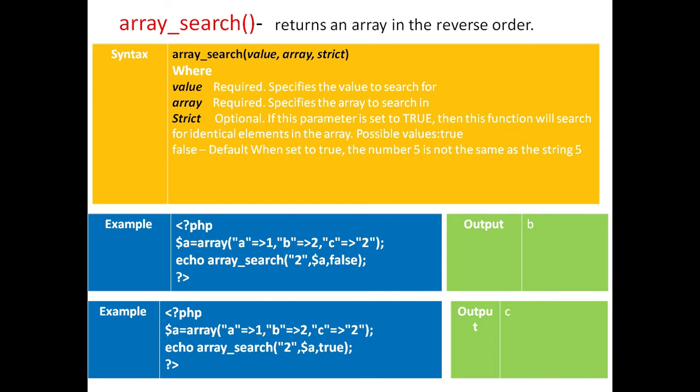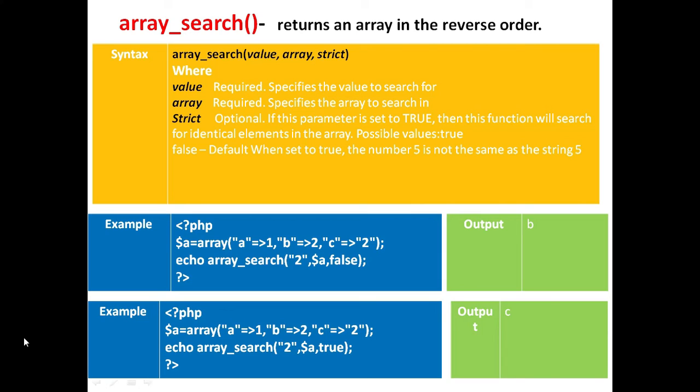Next is array_search, which returns an array in reverse order. General syntax is array_search with value, array and strict, where array specifies the name of the array, value specifies the value to search, and strict is an optional parameter which, if set to true, then the function will search the identical elements in the array.